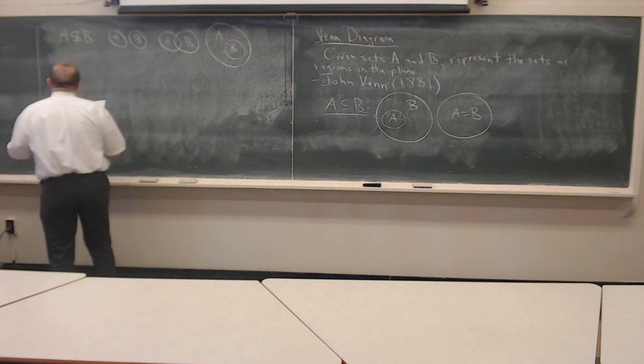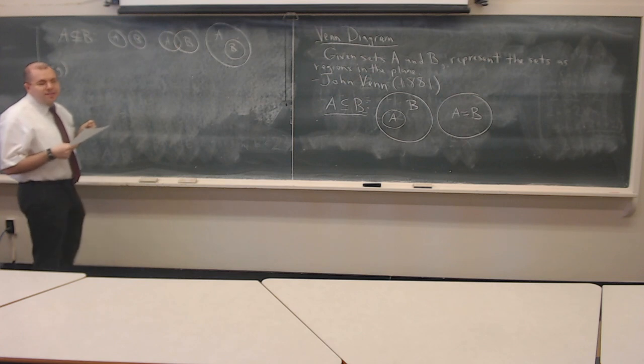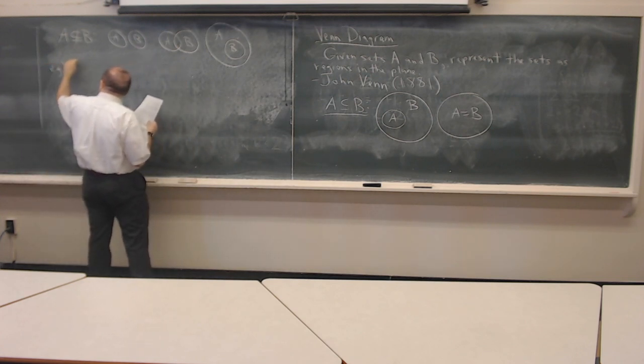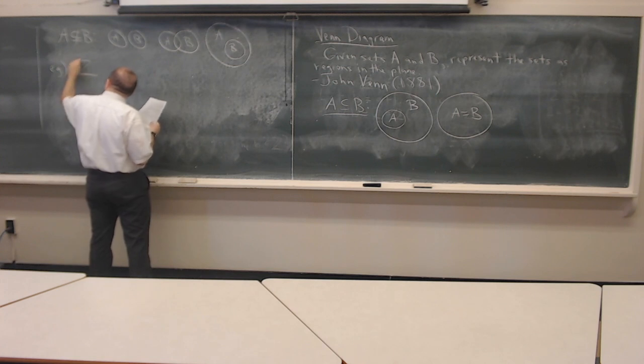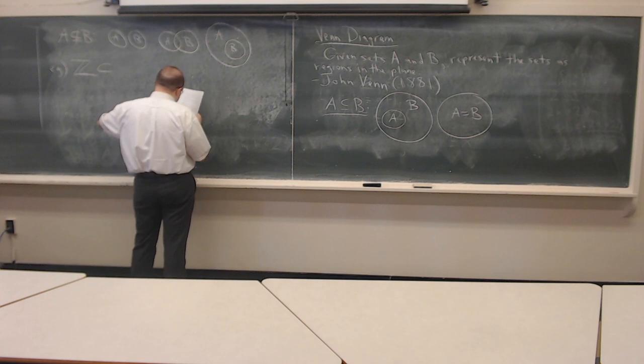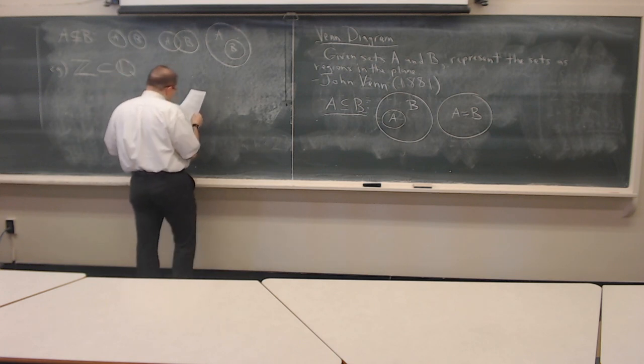So I'm just going to give you an example using some number theoretic sets that we've talked about in the past. There's a relationship: we know the set of integers is a proper subset of the set of rational numbers.